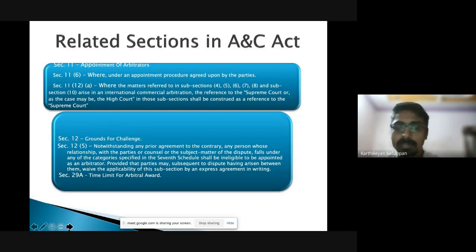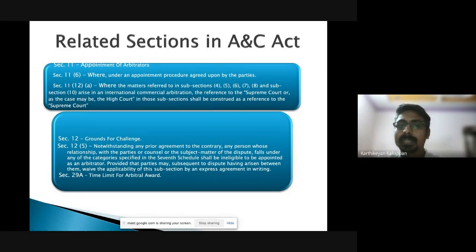So these are the Section 11 provisions which we will be discussing. Then Section 12 talks about grounds for challenge, how you can challenge an appointed arbitrator. And then 12(5), which is important, as it comes up as part of this case: notwithstanding any prior agreement to the contrary, any person whose relationship with the parties or counsel or the subject matter of the dispute falls under any of the categories specified in the 7th Schedule shall be ineligible to be appointed as an arbitrator, provided that parties may, subsequent to disputes having arisen between them, waive the applicability of this subsection by an express agreement in writing.